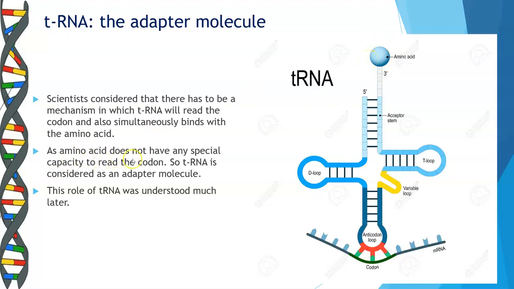Now, as amino acids do not have any special capacity to read the codon, the tRNA molecule is considered the adapter molecule. Your tRNA molecule is actually helping the amino acids to read the codon so that the correct amino acid comes in its place at the time of protein chain synthesis. This role of tRNA was understood much later.